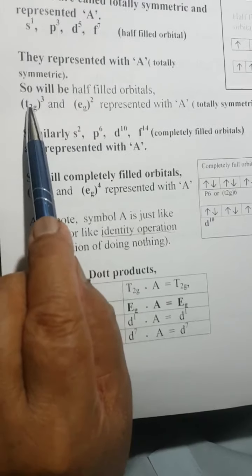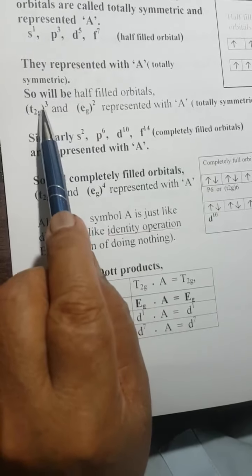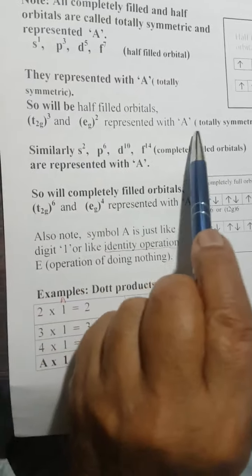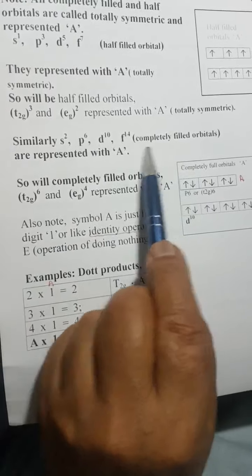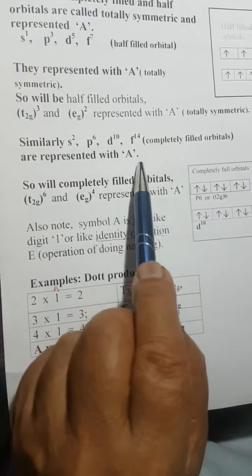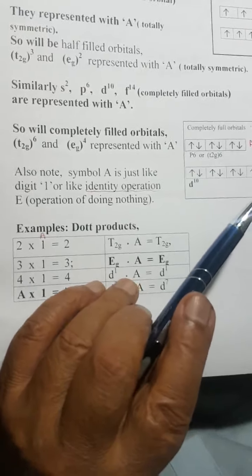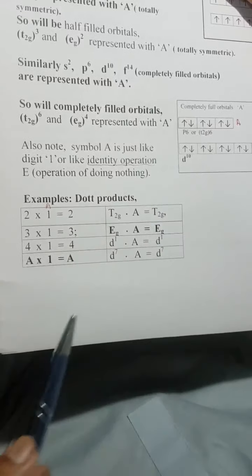T2g6 is totally full and t2g3 is half-filled. This is also half-filled, so this is represented with A. Similarly, these are completely full, completely filled orbitals. They are also represented simply. So completely filled orbitals are represented like this.